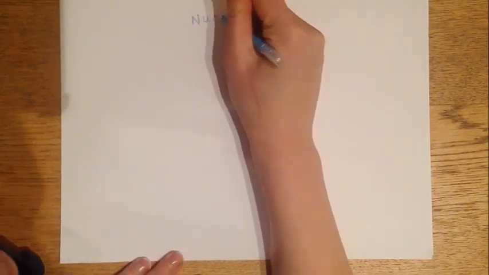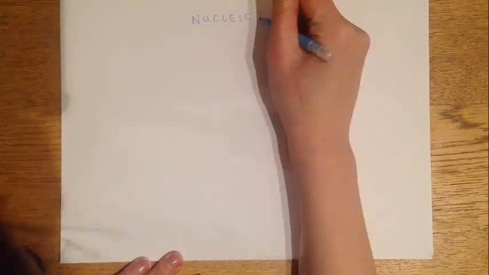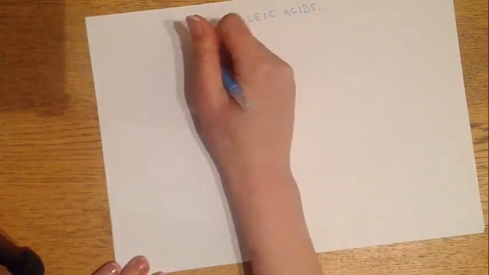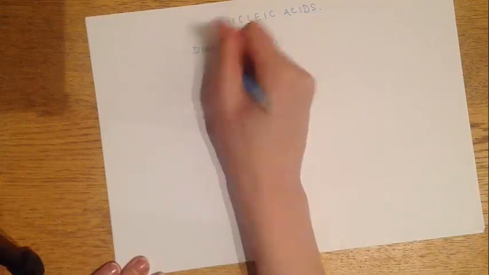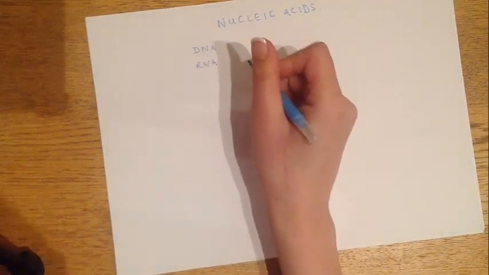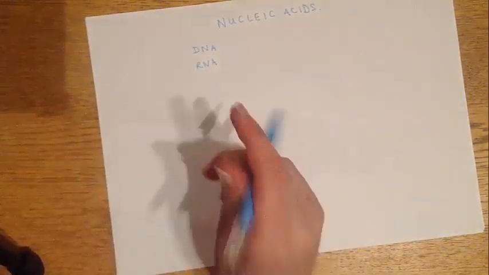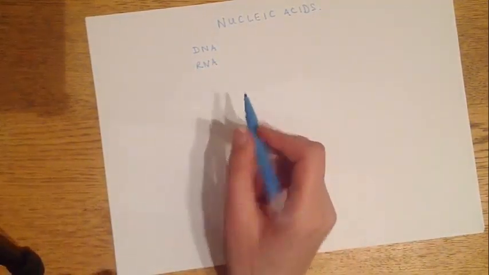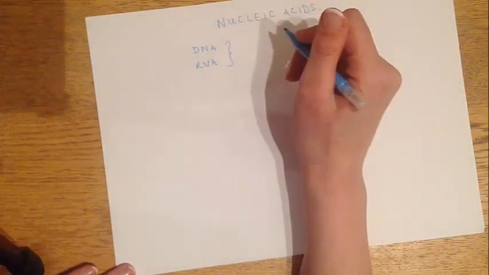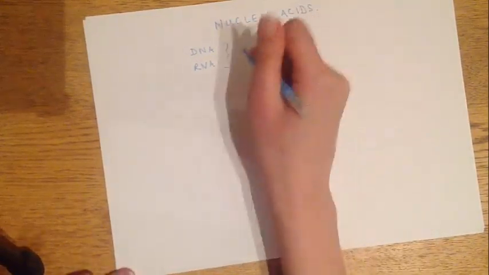Okay, today we're going to be revising nucleic acids. There are two types of nucleic acid. We've got DNA and RNA. DNA stands for deoxyribonucleic acid. RNA stands for ribonucleic acid. They're both nucleic acids, which is a polymer or a polynucleotide.